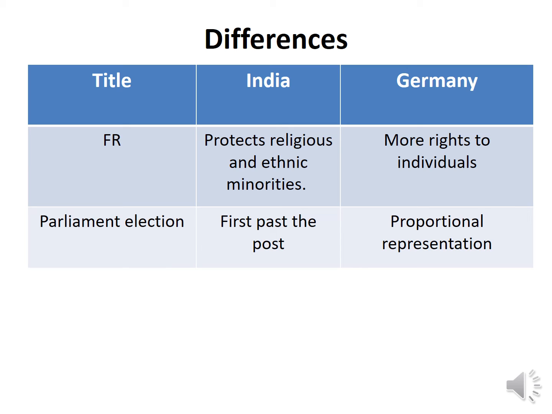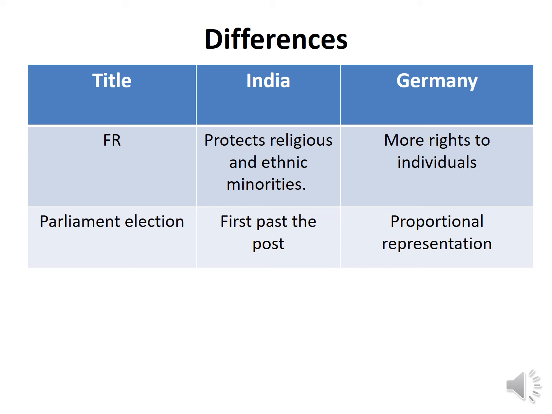Fundamental rights: in India, fundamental rights are given to all the citizens, with the exception that some special provisions are given to religious and ethnic minorities. You already know that in India, through Articles 29 and 30, we have given some special provisions to the minorities. In Germany, there are more rights to individuals. It means no special rights to anybody, but equal rights to every individual. No extra or special provision for minorities or any other section of society.